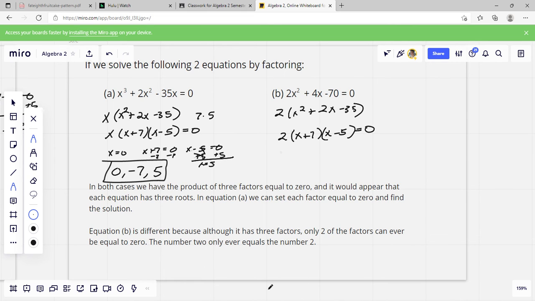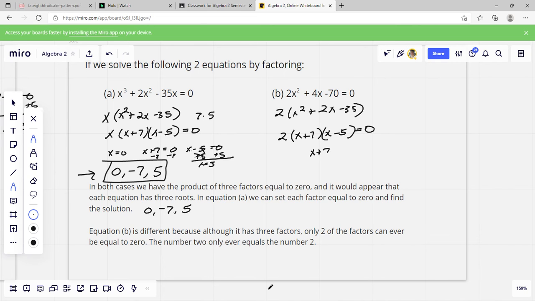So right here, when we look at this, it says in both cases we have the product of 3 factors equal to 0. And it would appear that each equation has 3 roots. In equation A, we can set each of the factors equal to 0 to find the solution. We did that. It's 0, negative 7, and 5. But equation B is different because although it has 3 factors, only 2 of the factors can ever be equal to 0.